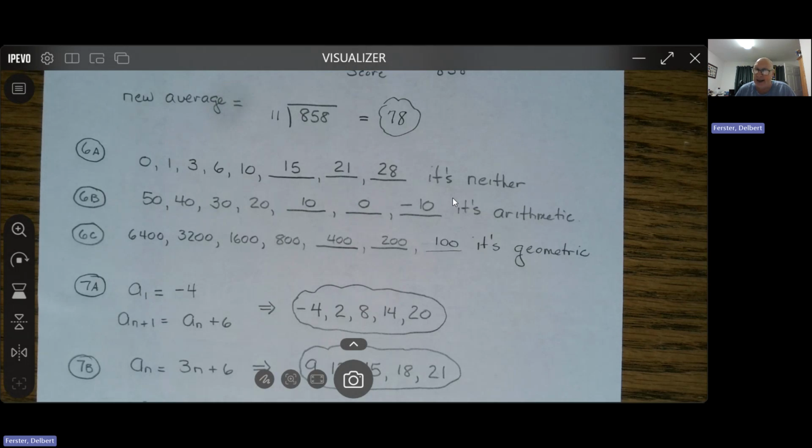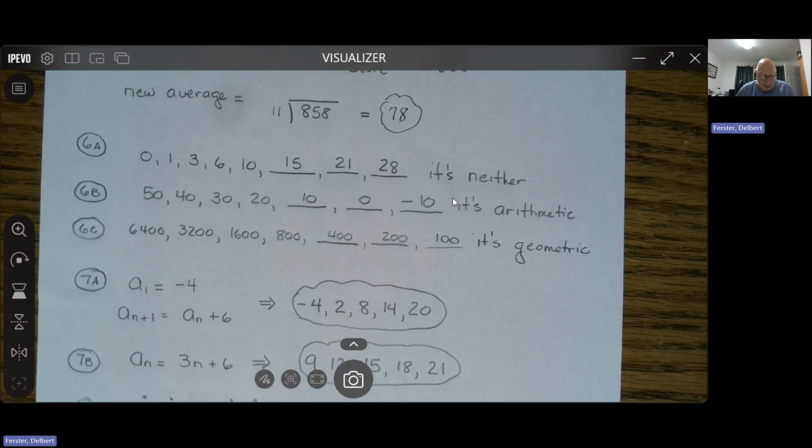All right, part B, we went from 50 to 40 to 30 to 20. Looks like maybe then 10 and 0 and negative 10. That is arithmetic. You're taking away 10 each time. Last one, C. Looks like the numbers are being diminished by half each time. So the three terms we need to find are half of 800, half of 400, and half of 200. So I make them 400, 200, and 100. That is geometric if you are multiplying by a fixed constant or dividing by a fixed constant. That's the definition for geometric.